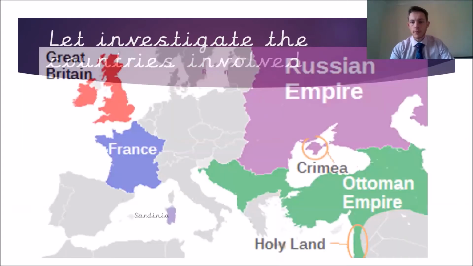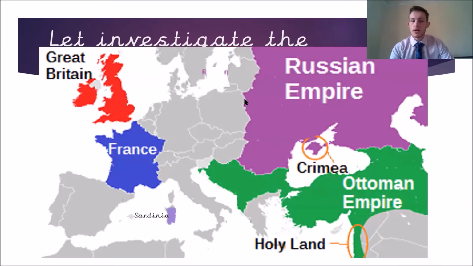If we look on the map now, you can see we've got Great Britain and Ireland in red over here. We've got France in blue. That's the French Empire there. We've got Sardinia, this very tiny country right at the bottom down here. And then we've got the Ottoman Empire in green. Now, if you can see, the Russian Empire is this huge purple thing.